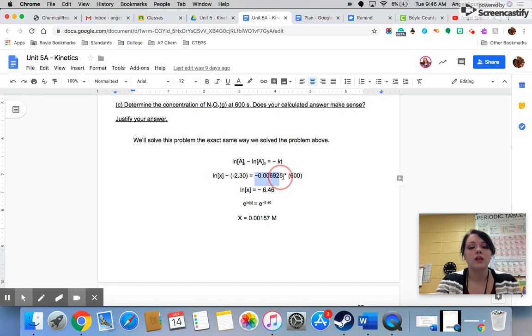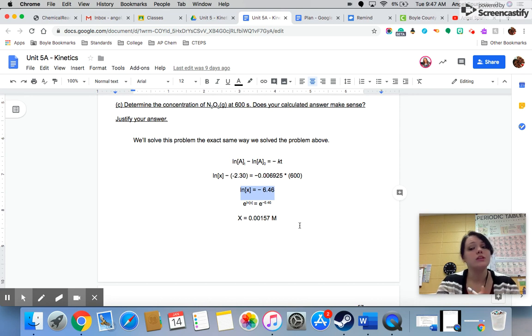I solved for K, so I have my negative K value here. I already know the natural log of my concentration initially, which is here. And then here they've given me that I'm doing this at 600 seconds. So I'm going to go through, make sure that you solve for the concentration and not the natural log of the concentration, right? If they wanted the natural log of the concentration, you could stop here at this third step.